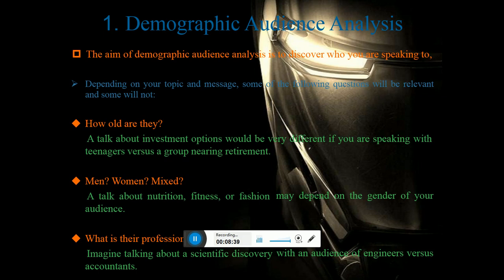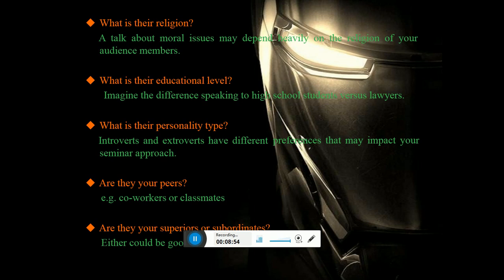What is their profession? Okay, what do they do? Imagine talking about a scientific discovery with an audience of engineers versus accountants. So it makes a difference. What is their religion and what is their educational level? Are you speaking to high school students or are you talking to lawyers? What is their personality type? They are introverts and extroverts, so you have to prepare your writing according to the personality traits of your students or the audiences.